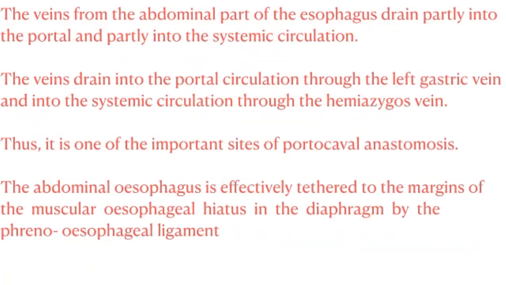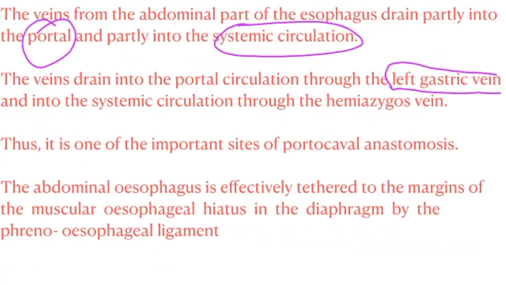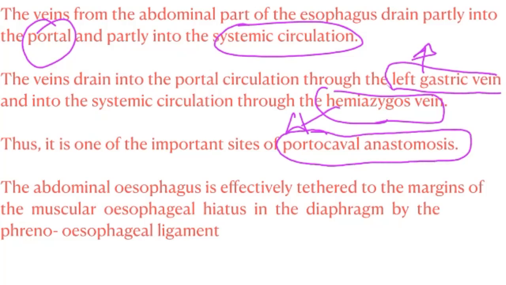The veins from the abdominal part of the esophagus drain partly into the portal and partly into the systemic circulation. You have to remember this. The veins drain into the portal circulation through the left gastric vein, and into the systemic circulation through the hemiazygous vein. So some veins drain into the left gastric vein, which drains into the portal system, whereas some veins drain directly into the hemiazygous veins, into the systemic circulation. So this one is the portocaval anastomosis.